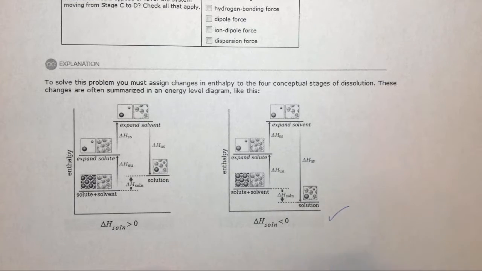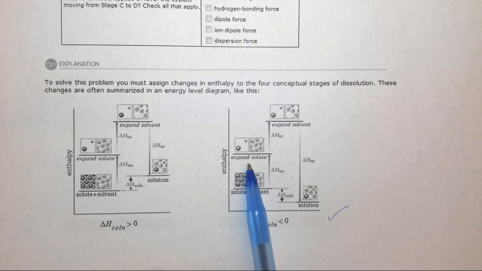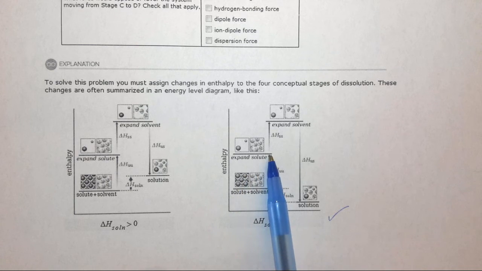So that is like this case on this side. So delta H solution is less than 0. So let's see what happens. So first, we have this individual solute and solvent. The solute molecules are close together. In order to form a solution, we need to move these solute molecules away from each other, which Alex calls expanding the solute. This is going to take energy.